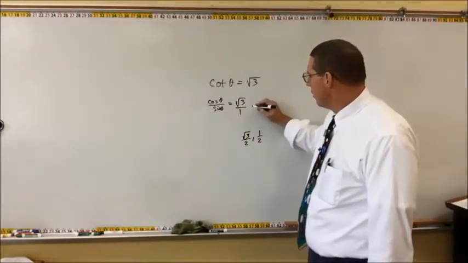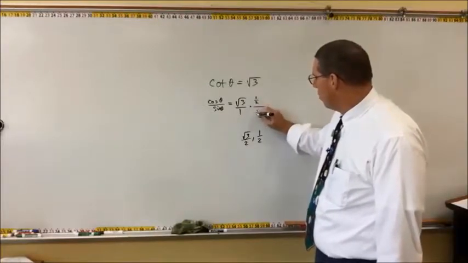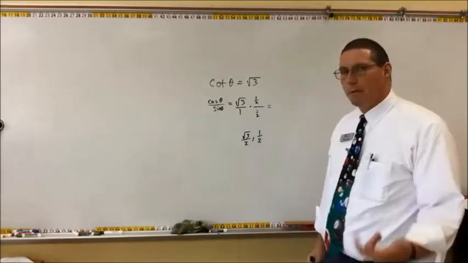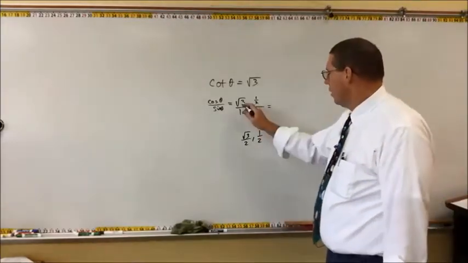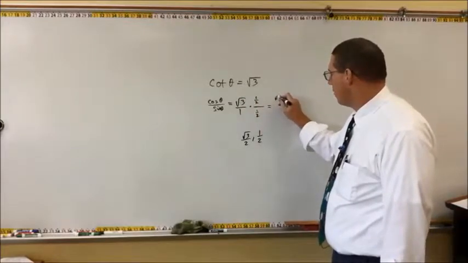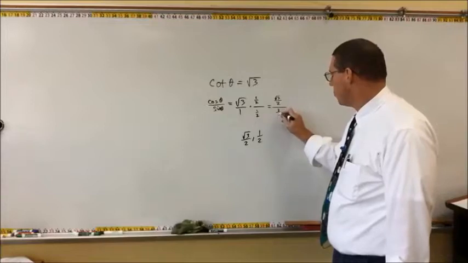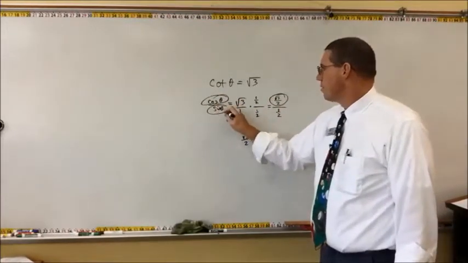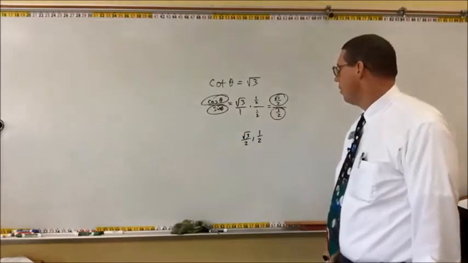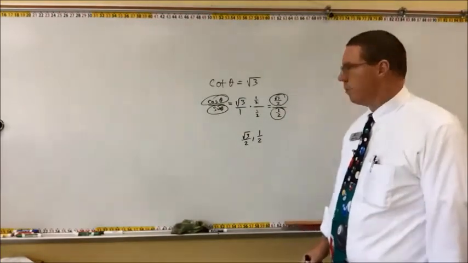So what we have to do here is multiply by 1/2 over 1/2. You don't have to actually do this on paper. I'm just telling you how it works out mathematically. Square root of 3 times 1/2 is the square root of 3 over 2, and 1 times 1/2 is 1/2. So now cosine is square root of 3 over 2, and sine is 1/2. Well, where does that happen? Well, you can find it on your unit circle, okay?